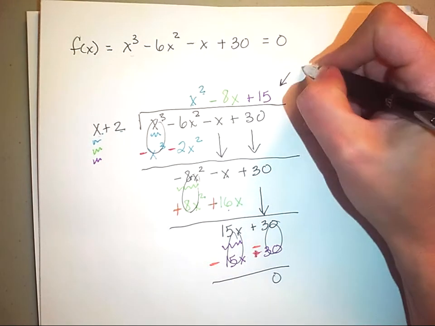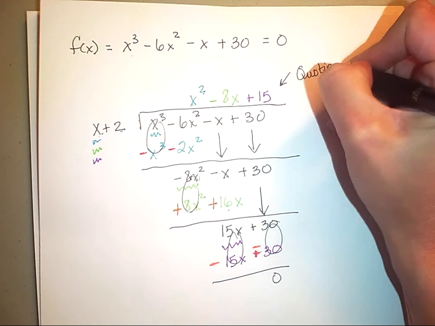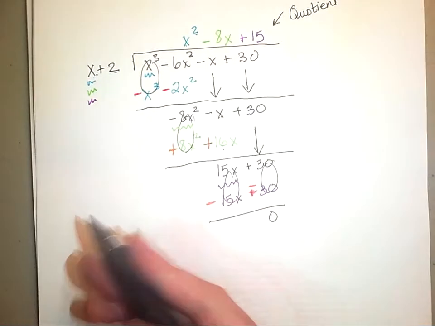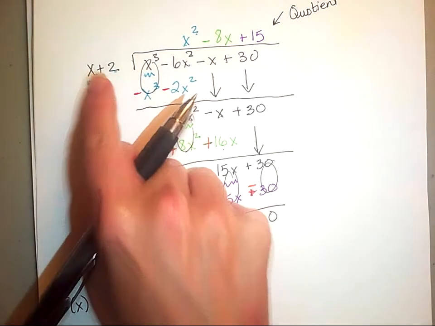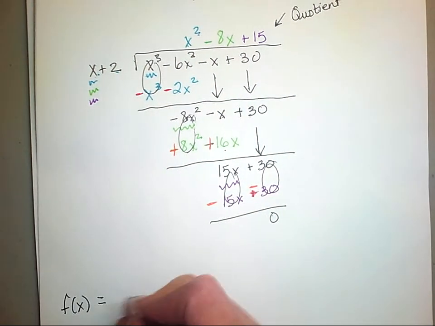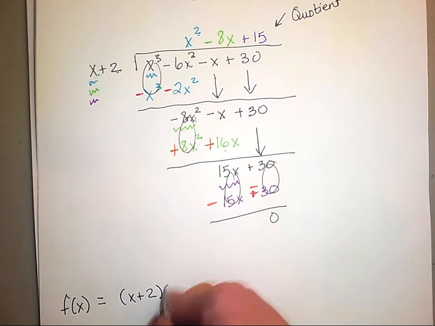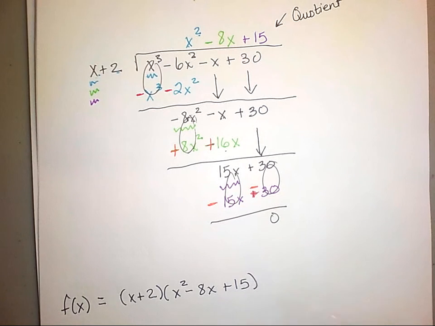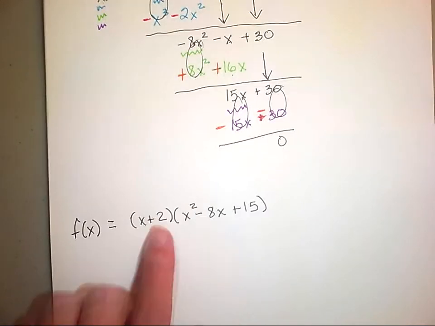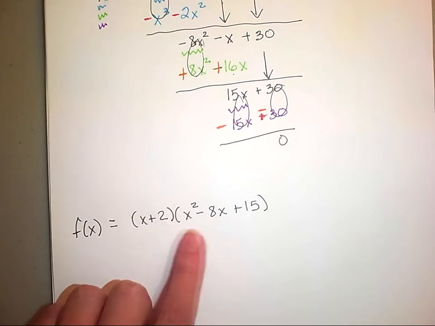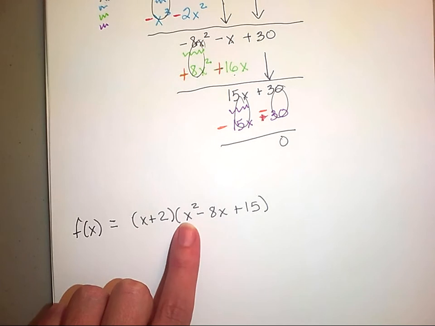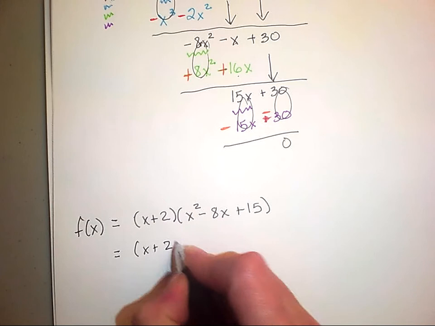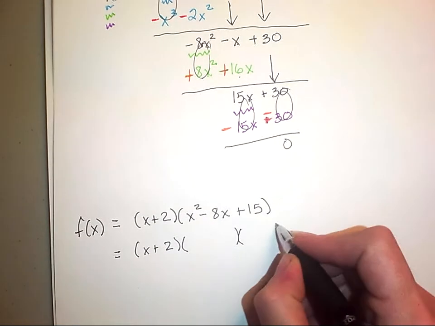So what does that mean? Well, that means I can rewrite this function, f of x, as the divisor times the quotient. So this is one factored form. But we also know it's a third degree equation, so we need 3 solutions. So let's see, now that I've found one factor, if this will factor. And this will factor into x minus 3, x minus 5.